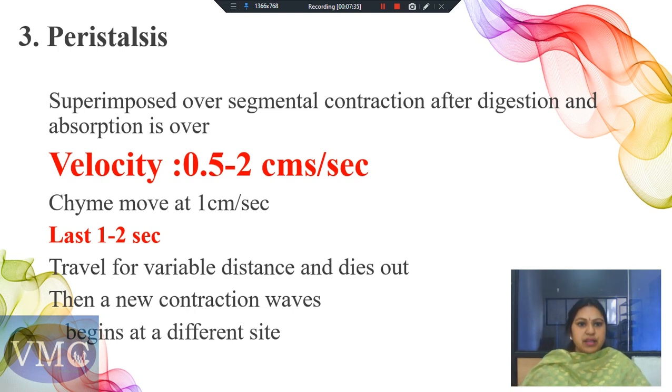The velocity at which this movement occurs is 0.5 to 2 centimeters per second. Chyme moves at a rate of 1 centimeter per second. It lasts for about 1 to 2 seconds. It travels for a variable distance and then dies out. Then a new contraction wave begins at a different site. So in one part it starts, moves and dies; in the next part, at some other place, it starts, goes and dies out. So it moves the food forward.